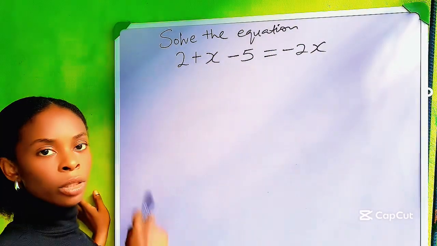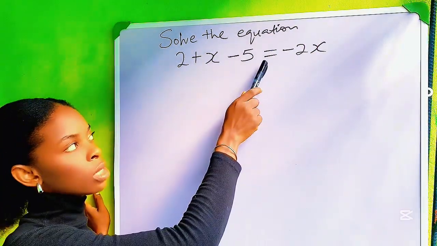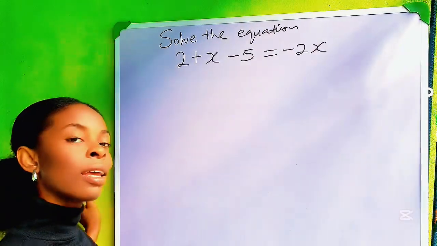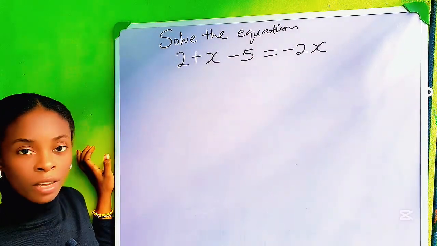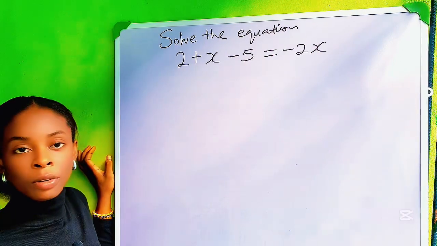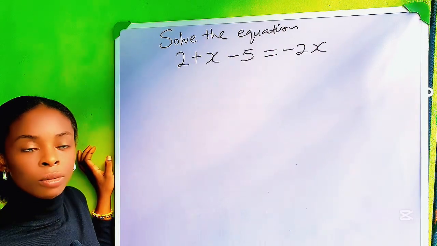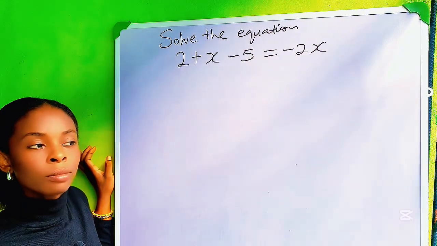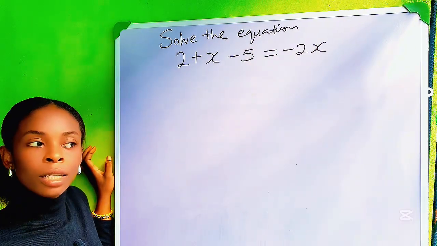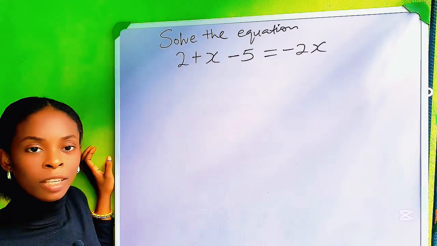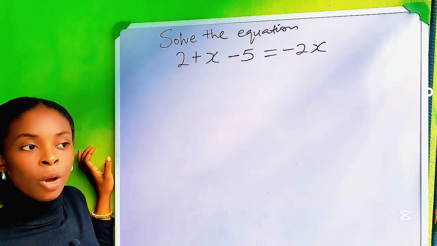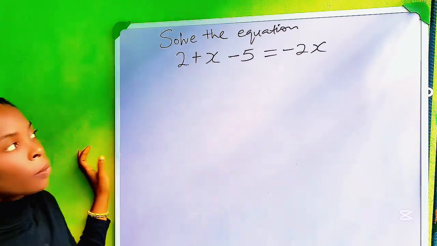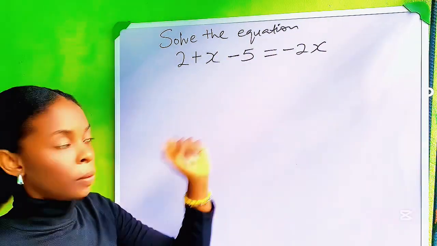To solve this equation, we need to consider this equality sign. This equality sign is like a bridge or a fence. Taking for example, if a child should jump a fence, two things will happen. Firstly, it's either the child jumps the fence and nothing happens to the child, or he jumps the fence and breaks his leg. The same thing is applicable here.